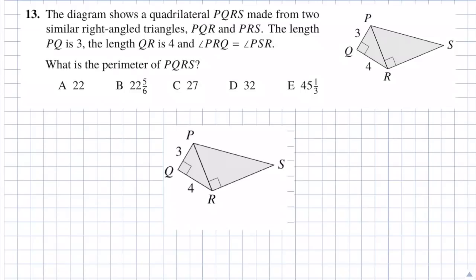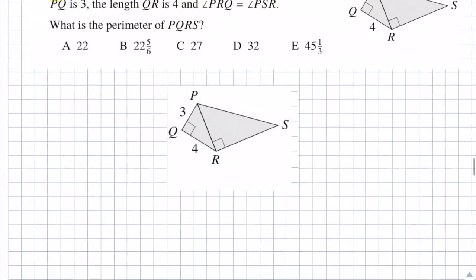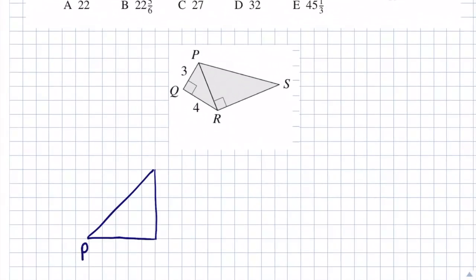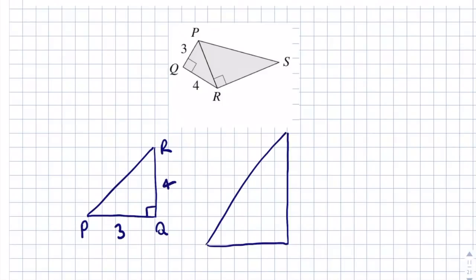Okay, so the key to this question is knowing that PQRS is made from 2 similar right-angled triangles. So what I'm going to do is draw a diagram for triangle PQR and another diagram for PRS. So we say this is P, this is Q, this is R, this is our right angle. And this is going to have a length of 3, and this side is going to have a length of 4. PRS, say something like this. We can call this P, we can call this R, this S, and this can be our right angle.